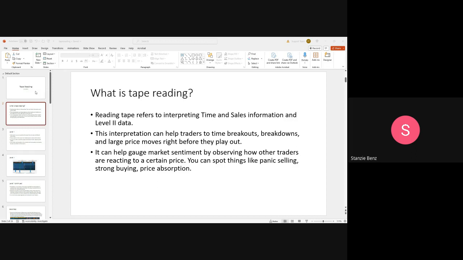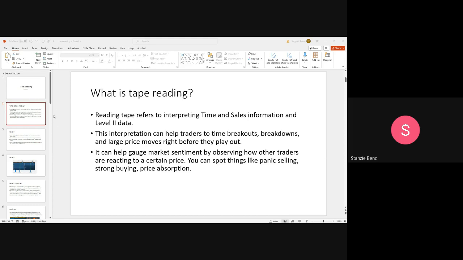You're going to have to stare at tape for months, years as you trade and be able to spot these patterns right as they happen. You have to act quick, and this will add confidence to the trade. It can help you get an idea of market sentiment by observing how other traders are reacting to a certain price. Is this panic selling? Is this buying pressure building up, which will give me more confidence to buy also? Or is this price absorption at a certain level, giving me a hint that this level is about to break, so I should not try to play a bounce here?